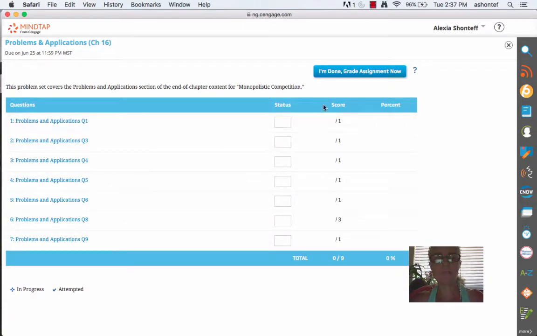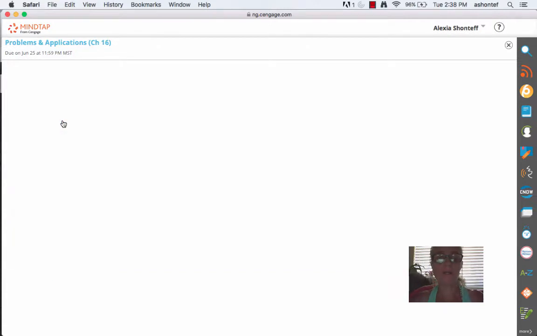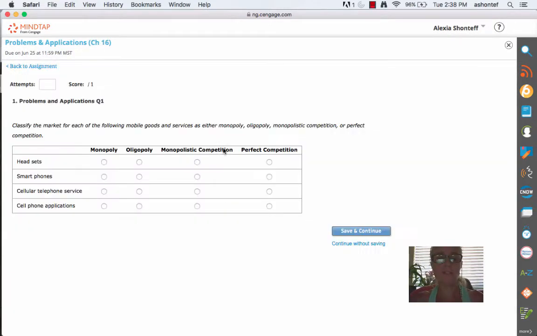It shows as monopolistic competition, but this is a good chapter, particularly to use to review for the exam because it's comparing the different market structures to one another in some of these problems. Okay, so we'll click on the first question.